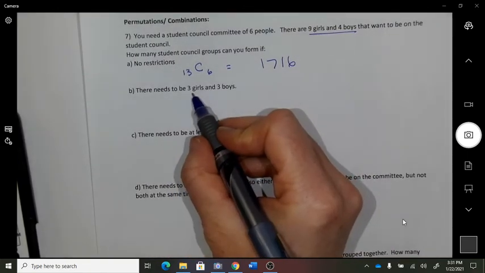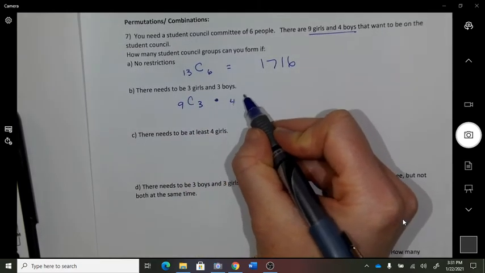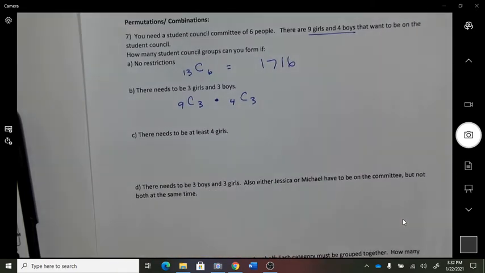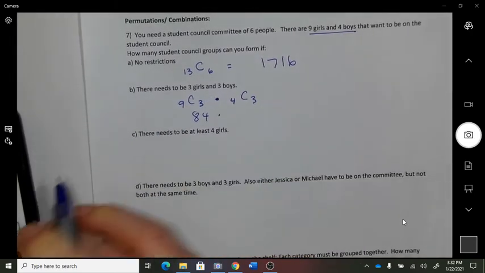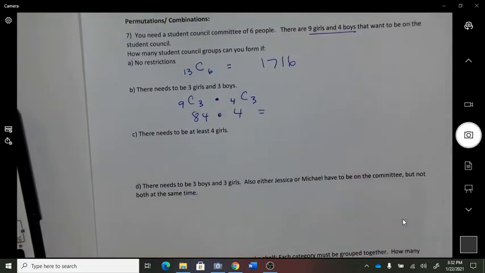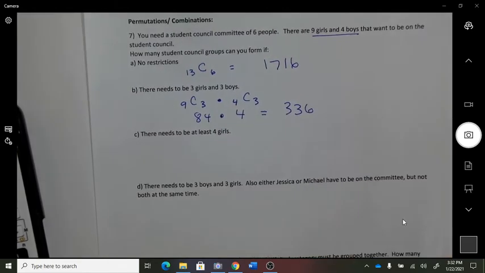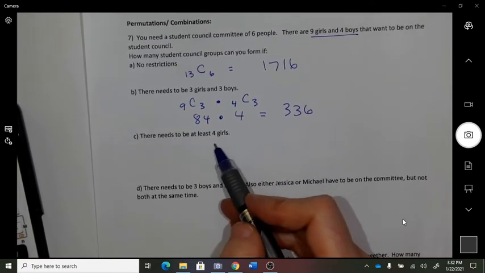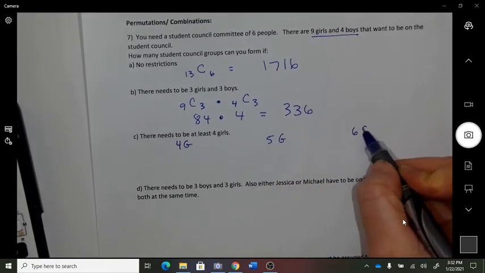So you're going to pick 3 girls, and you have 9 girls. And also you are going to pick 3 boys, and you have 4 to choose from. So this is 84, and this is 4, sorry. Okay, so when you multiply, you get 336. There needs to be at least 4 girls. So you could have 4 girls, you could have 5 girls, or you can have all girls.